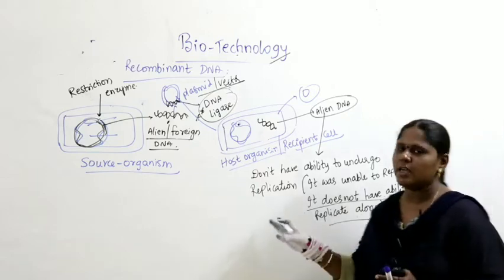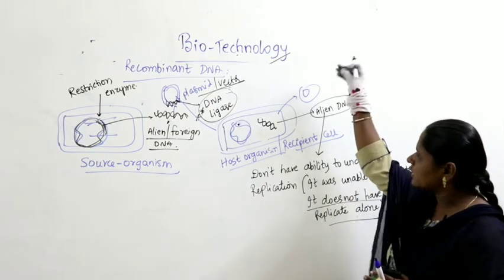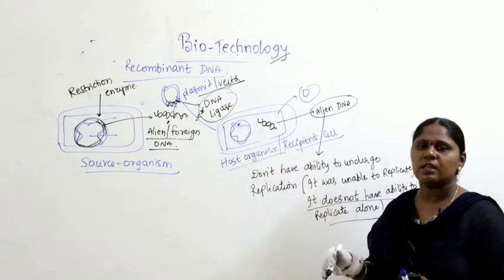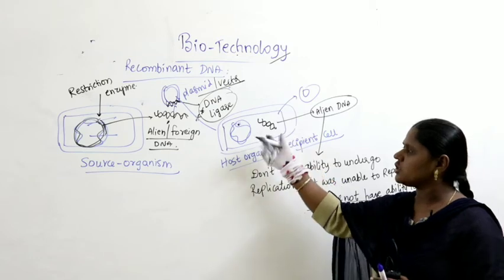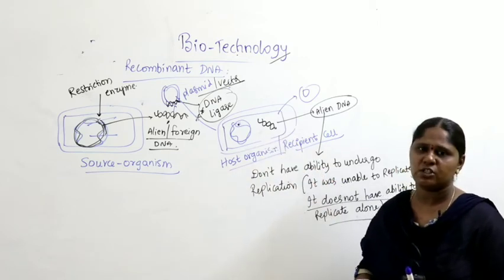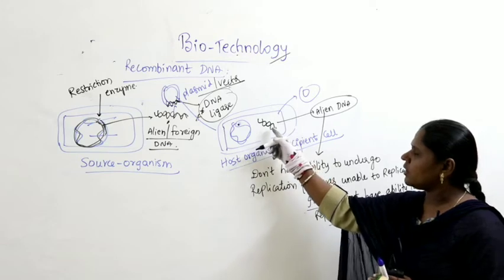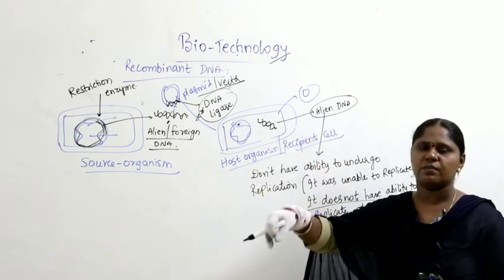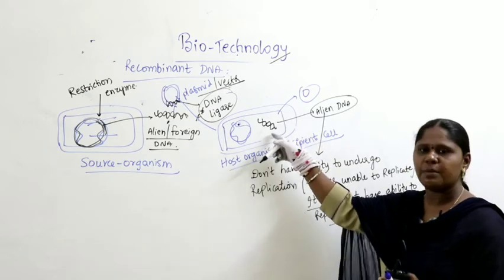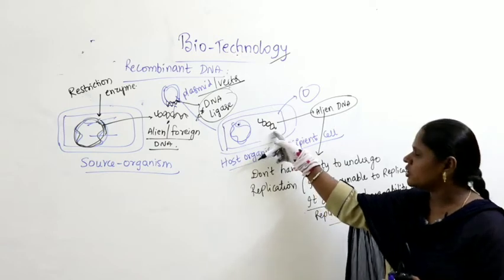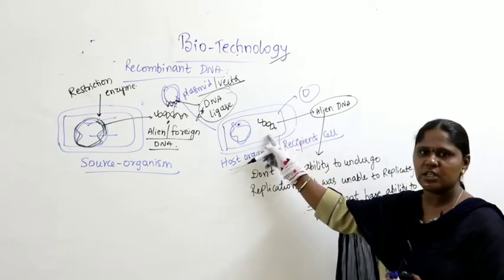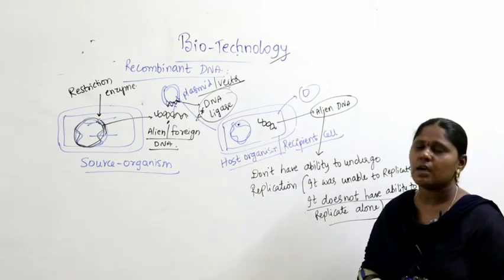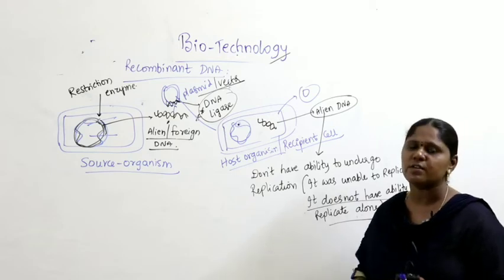What they thought initially, Herbert Boyer and Stanley Cohen, as soon as they dropped the DNA into this, they thought that okay, it will undergo replication by combining with the nuclear genome. But here it could not replicate. They thought that simply dropping the gene, the fragment of DNA, it will multiply and give new genomic characteristics to the daughter cells. But later they found that it was not happening.